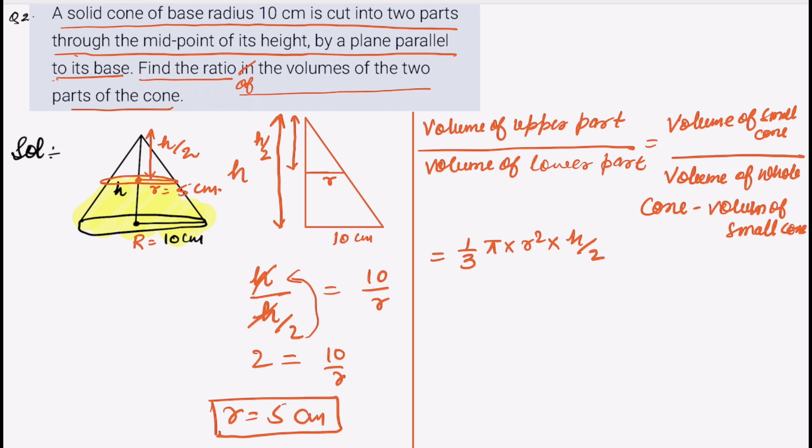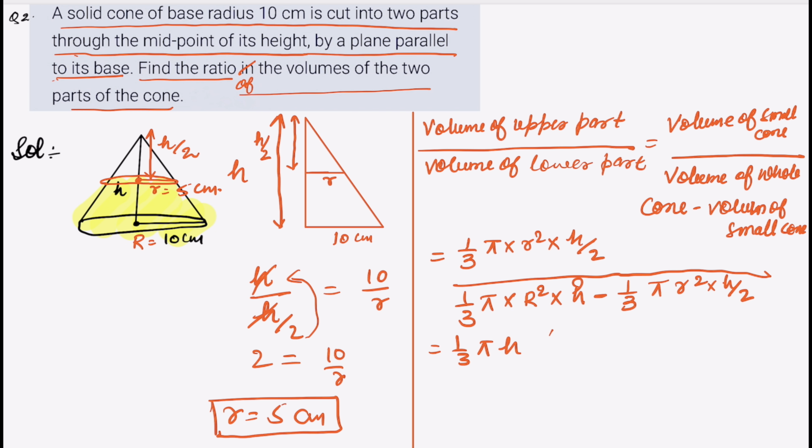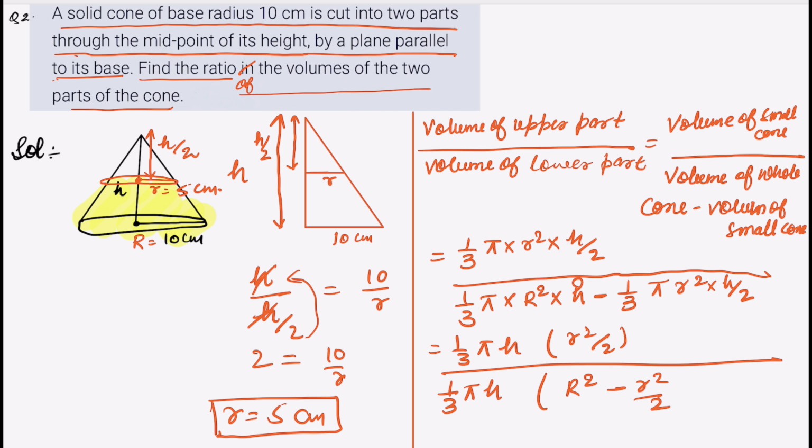h by 2 upon 1 by 3 pi. Now the volume of the whole cone is capital R square into h, minus the volume of the small cone, that is 1 by 3 pi small r square into h by 2. So from the numerator and denominator we will take common 1 by 3 pi h. So in the numerator we will get r square by 2, upon, from here 1 by 3 pi h, we will get capital R square minus small r square by 2.